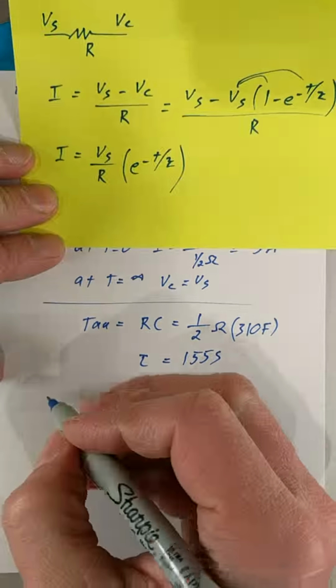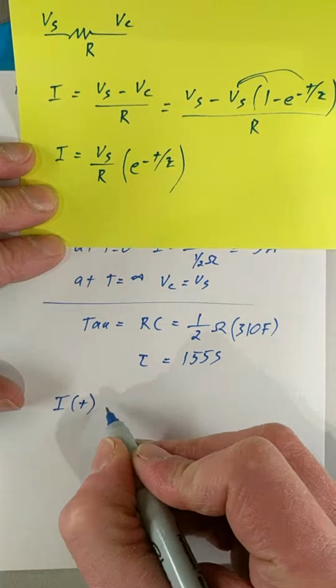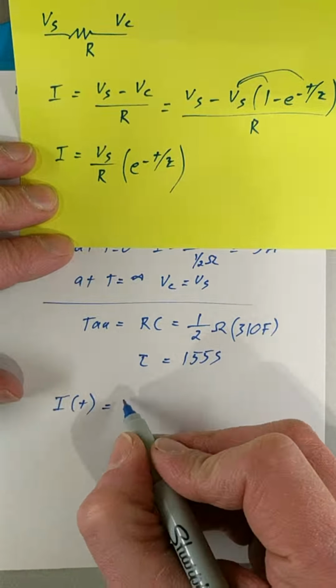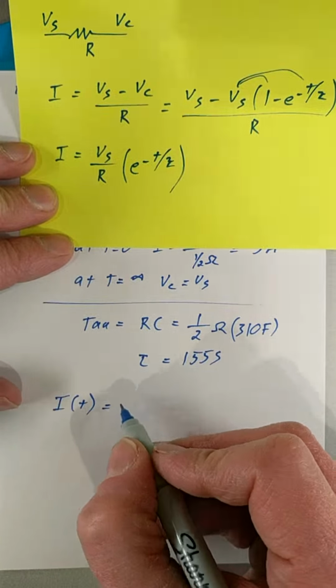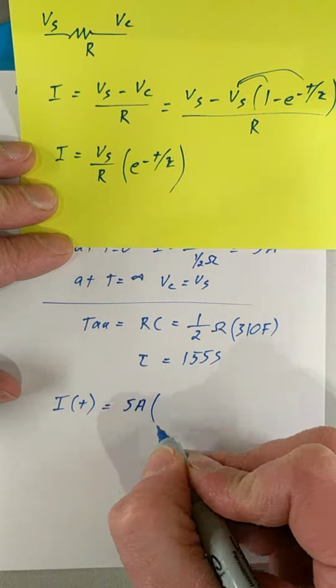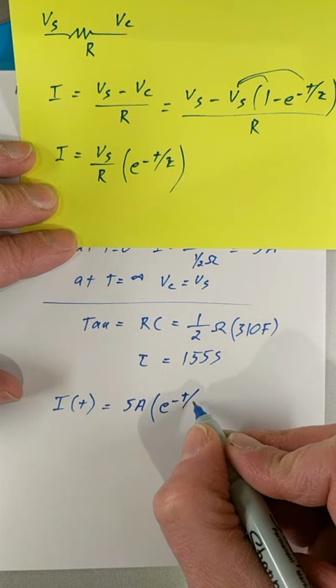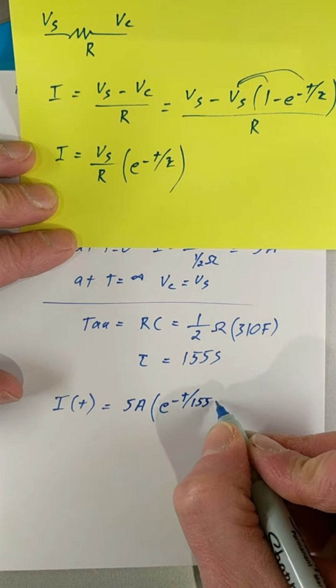And from our previous work, we know that the current in the circuit as a function of time is equal to the source divided by R, which is another way of saying the initial current, which we said was 5 amps, multiplied by e to the negative t over tau, which is 155 seconds.